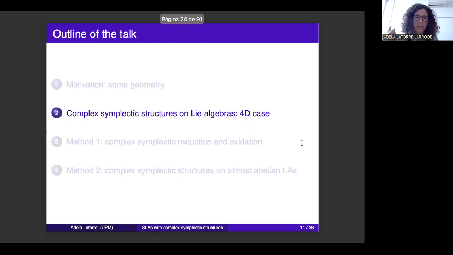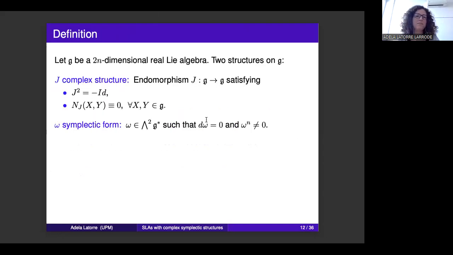So let me explain what a complex symplectic structure is. As I said, I just consider the Lie algebra case. So g would be a 2n-dimensional real Lie algebra, and we put on g two different geometric structures. The first one is a complex structure, which is defined as I showed before. Essentially, it is an endomorphism of the Lie algebra satisfying two conditions: its square equals minus identity, and the Nijenhuis tensor vanishes for every pair of vectors in the Lie algebra. The second structure is a symplectic form. This is a two-form that is closed and non-degenerate.